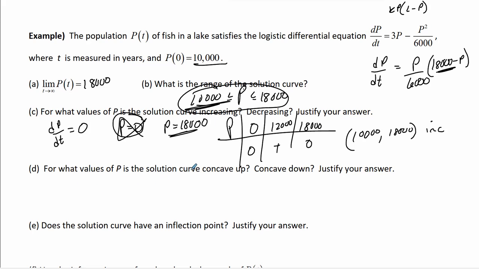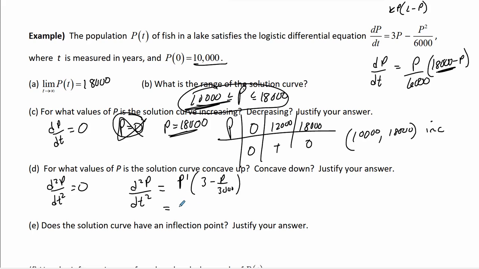For what values of P is the solution curve concave up? That's when the second derivative is equal to 0. I've got to find this double derivative. I'm going to skip a lot of steps. You guys can find the double derivative, but I'm going to tell you what it is so you can see. So d squared P over dt squared, which is our double derivative, is equal to, I factored out a whole bunch of stuff here. Well, let's just do it this way. It's equal to P prime times 3 minus P over 3,000. It's actually the same function, so you should get the same answer.